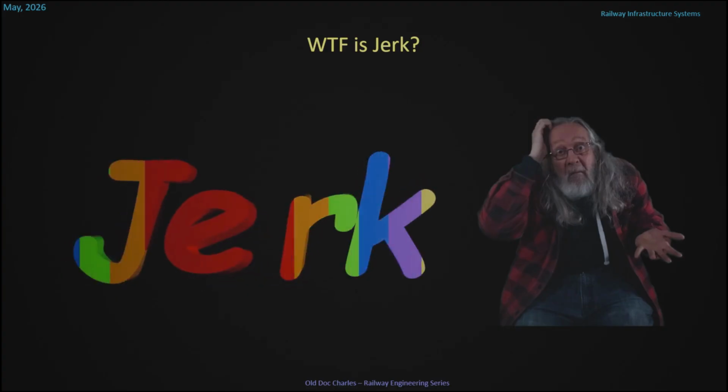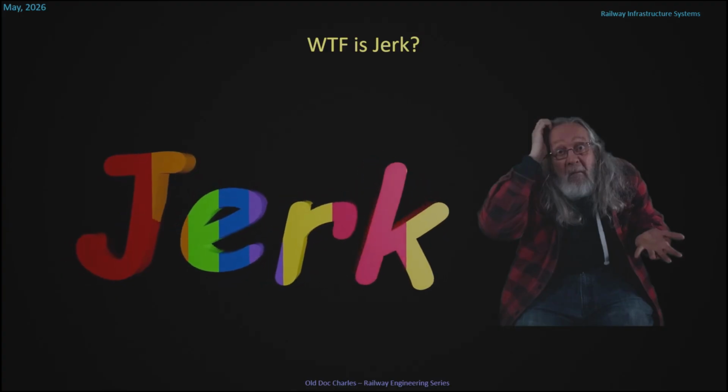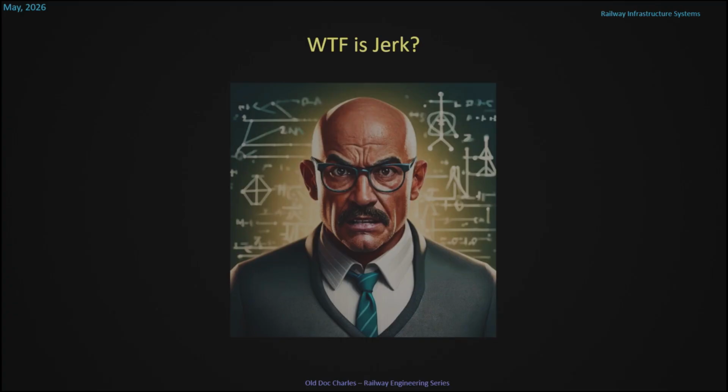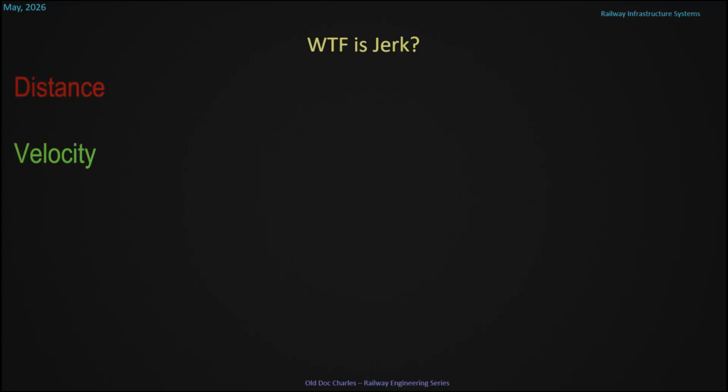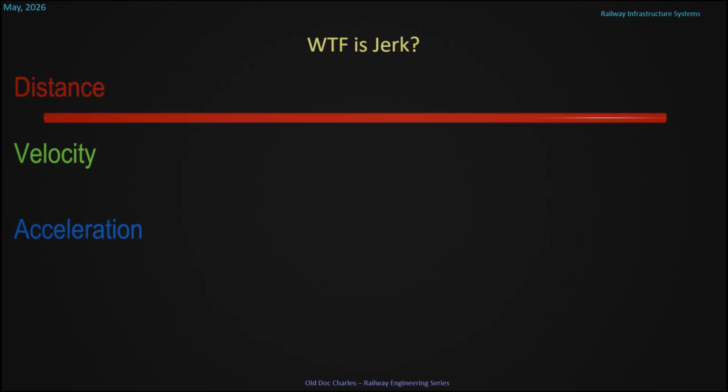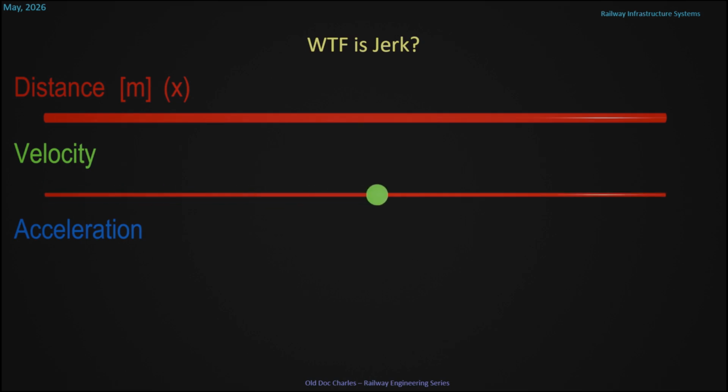What is jerk, and why do we need to control it? When you learn about physics in school, they teach you about distance, velocity, and acceleration. Distance is just how far you go. Normally it's measured in meters and denoted as x. Velocity is just how fast the distance is changing, or more formally, it's the rate of change of distance with respect to time, written as dx by dt, sometimes simplified as just x dot, and it's measured as meters per second.